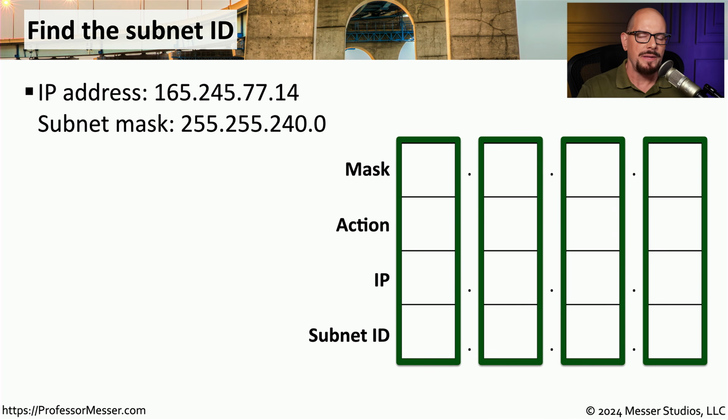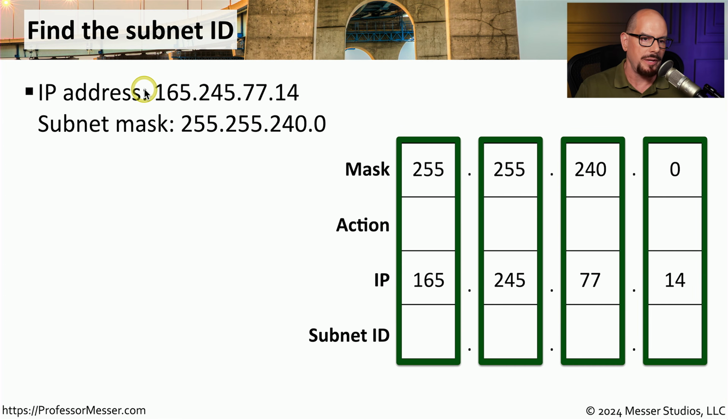So now let's take an IP version 4 subnetting problem and answer this problem using the magic number method. We'll start with this IP address of 165.245.77.14, and we've been given a subnet mask of 255.255.240.0. Our first step would be to put the subnet mask into the chart, and you can see that it's already in decimal form, so we simply need to copy it over with 255.255.240.0. We can then also fill in the IP address that we've been given, which is 165.245.77.14. From here, we can start to make some decisions about what to put into this chart.